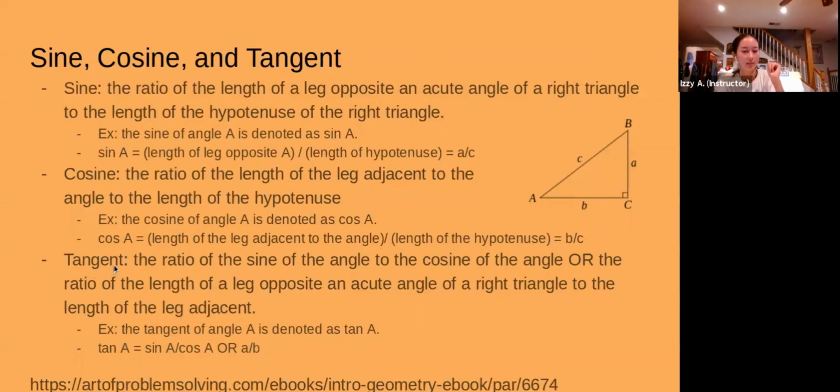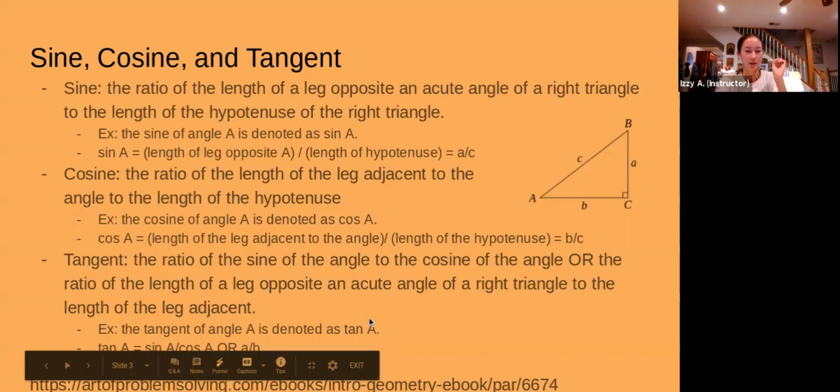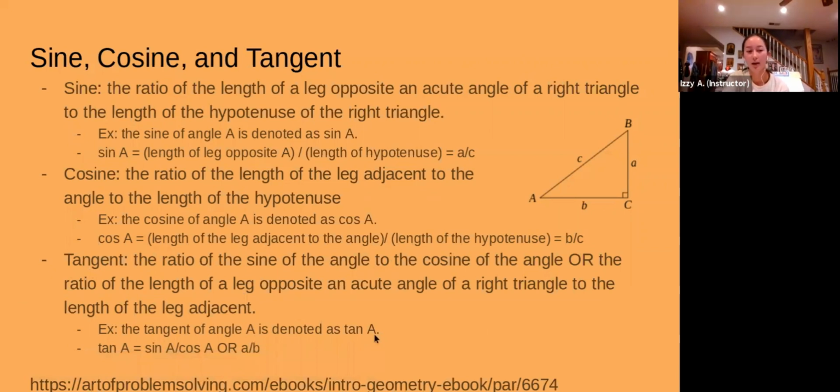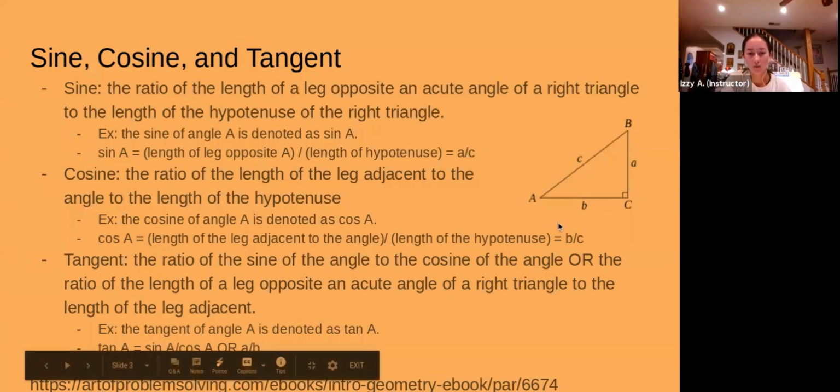And then finally, we have tangent, which is the ratio of the sine of the angle to the cosine of the angle, or the ratio of the length of a leg opposite an acute angle of a right triangle to the length of the leg adjacent. So for example, tangent would be denoted as tan A, if angle A was the focus angle in this case. And you can write it as sine of A over cosine of A, or you can write it as the adjacent leg over the opposite leg, yes.